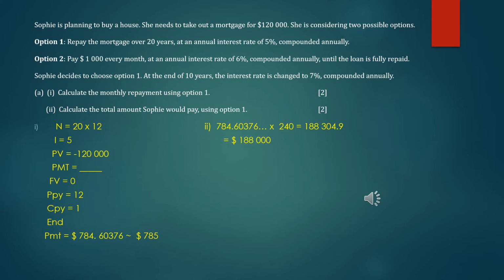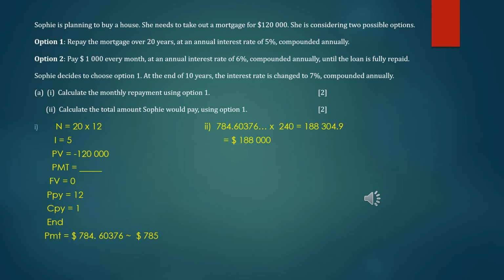So we are now ready to answer problem letter A. We have to calculate the monthly repayment using option 1. So we can use our finance solver here, but it is important that you identify the period used for this problem. So we say monthly, so we express our years in months. So our n equals 20 times 12, which is 240, and then interest is 5%.